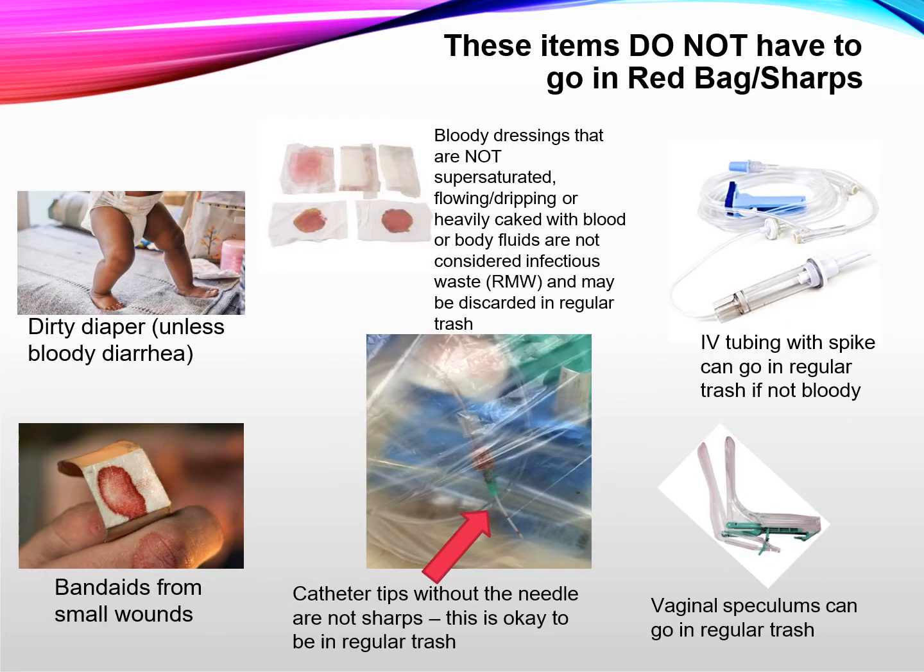These items listed or illustrated on this slide do not have to go in a red bag or sharps. A dirty diaper, unless it has bloody diarrhea, bloody dressings that are not supersaturated, vaginal speculums, catheter tips where the needle has been removed, Band-Aids with spotting of blood from small wounds. IV tubing can go in the regular trash as well if it's not bloody or filled with a hazardous pharmaceutical medication.